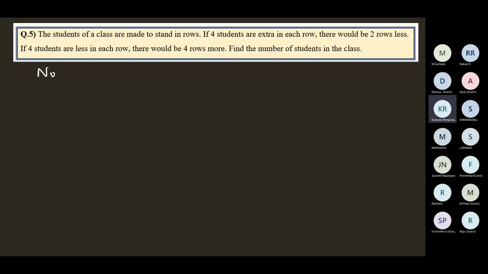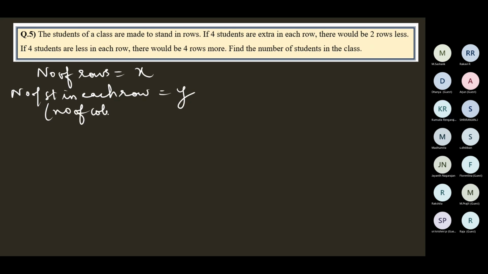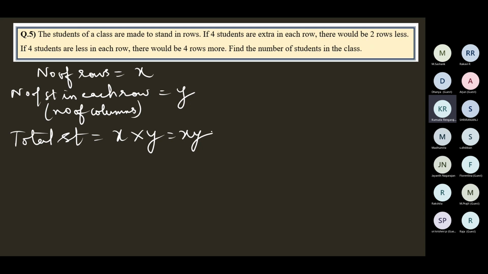So let the number of rows be X and the number of students in each row be Y. The number of students in each row is nothing but the number of columns. So the total number of students will be X into Y, rows into columns. Is this understood? I've just made the assumptions. Is it understood, children?